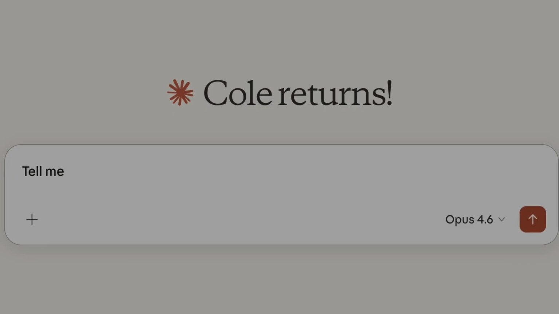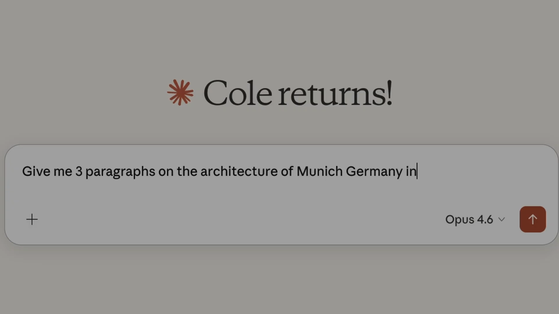Give me 3 paragraphs on the architecture of Munich, Germany in 1640. Now I could do this with voice recognition, but it comes out better on the video if I don't use that. So we just hit this arrow key. Claude is thinking.